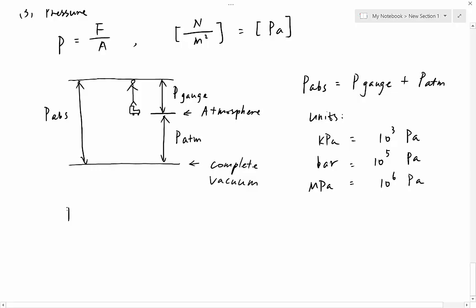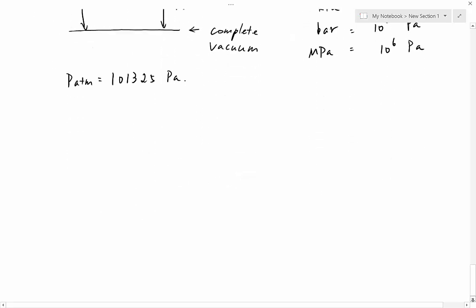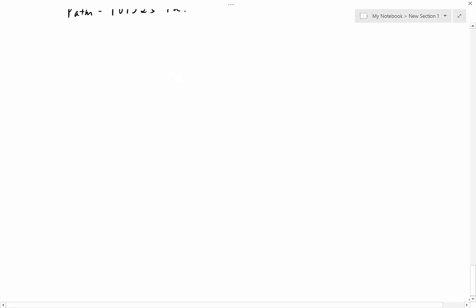And then last one, pressure of the atmosphere. What is the pressure of the atmosphere in Pascal? It's a constant, 101325. That is the pressure of the atmosphere. So that's the third property we introduced in this class.